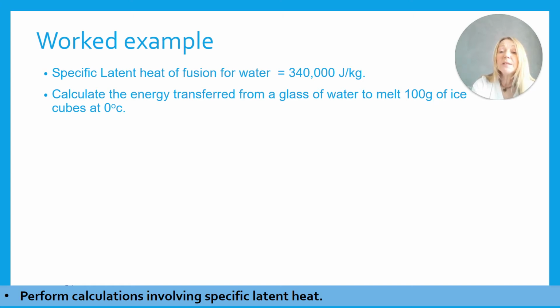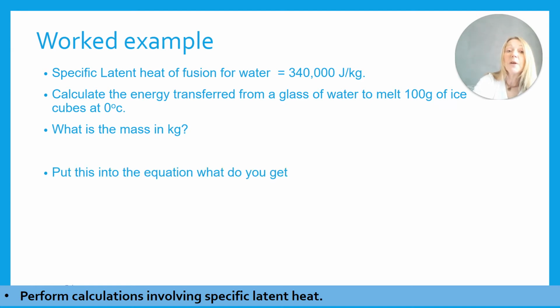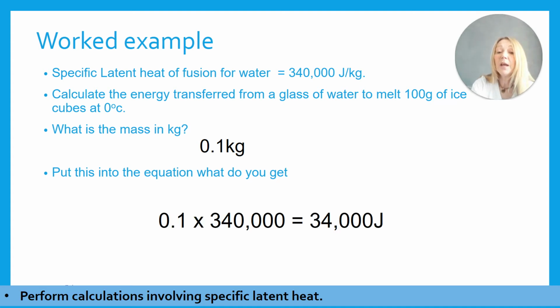So all we need to do for this is times the mass by the specific latent heat of fusion for water. The one thing to watch out for here is that the mass needs to be changed into kilograms. And so 100 grams in kilograms would be 0.1 kilograms. So remember to divide that by 1,000. All you do then is put that into the equation, and you would get 34,000 joules of energy needed to melt 100 grams of ice.